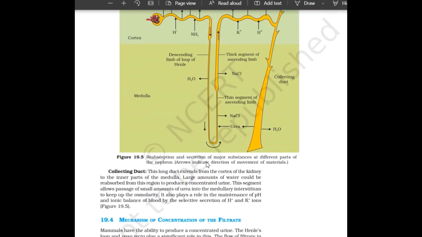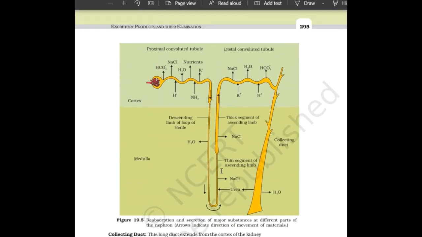Let us see Figure 19.5. Reabsorption and secretion of major substances at different parts of the nephron. Arrows indicate direction of movement of material. Here is the PCT and here is the DCT. Upper region is cortex and inner region is medulla. In the cortex region, in PCT, there is the exchange of bicarbonate, NaCl, water, nutrients, K+ and H+, ammonia. And in DCT, there is NaCl, water, bicarbonate, K+ and H+.